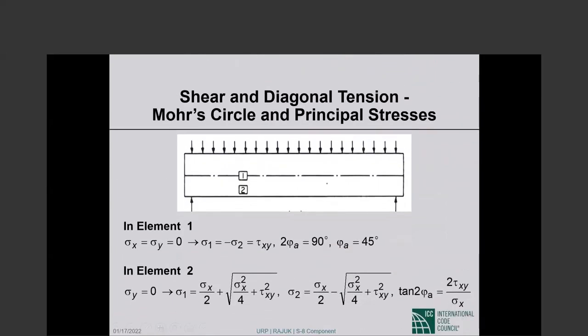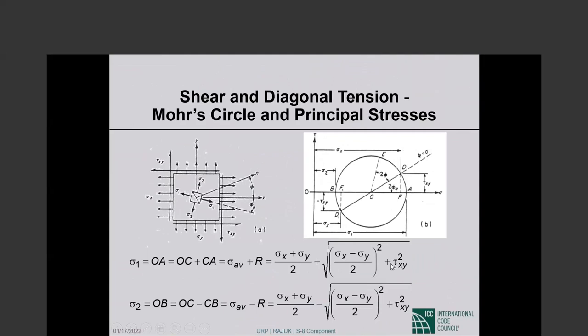Okay, so now we are back to a beam under uniform load, simply supported. We have taken an element 1 at the neutral axis. We have taken an element 2 that is basically at the bottom of the beam. On element 1, sigma x and sigma y are equal to 0 because it is at the neutral axis. So if sigma x is 0 and sigma y is 0, then by the expressions we derived, sigma 1 is simply tau xy, and sigma 2 is also tau xy. The directions are different.